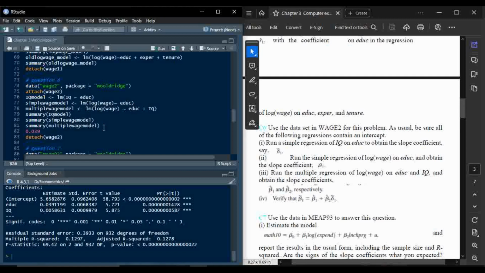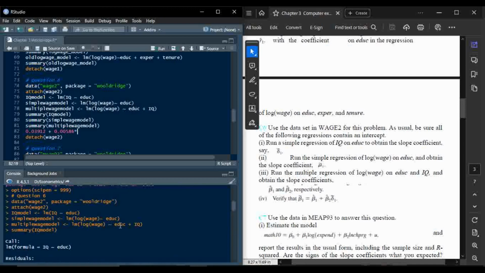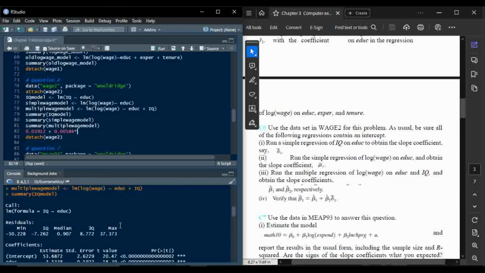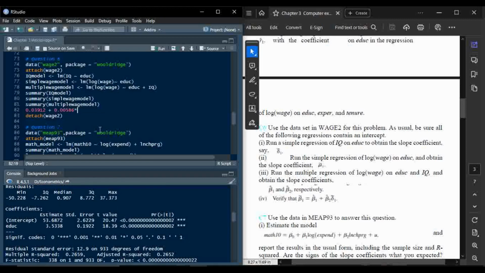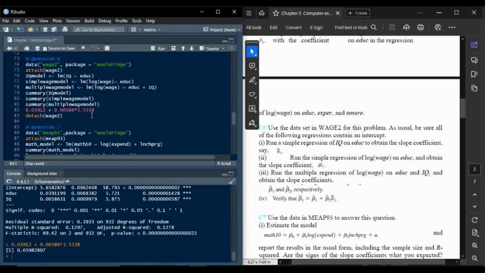Okay, now since we have to verify this relationship, let's see, beta 1 cap is 0.039. Let's take up to 5 decimal places. Okay, now plus what is our beta 2 cap? Beta 2 cap is 0.00586. And it is being multiplied by delta tilde 1. So delta tilde 1 we will get from the first part, which is summary of the IQ model, simple IQ model. So here it is 3.5338. Press Ctrl plus Enter. Here it is, the result is 0.0598.